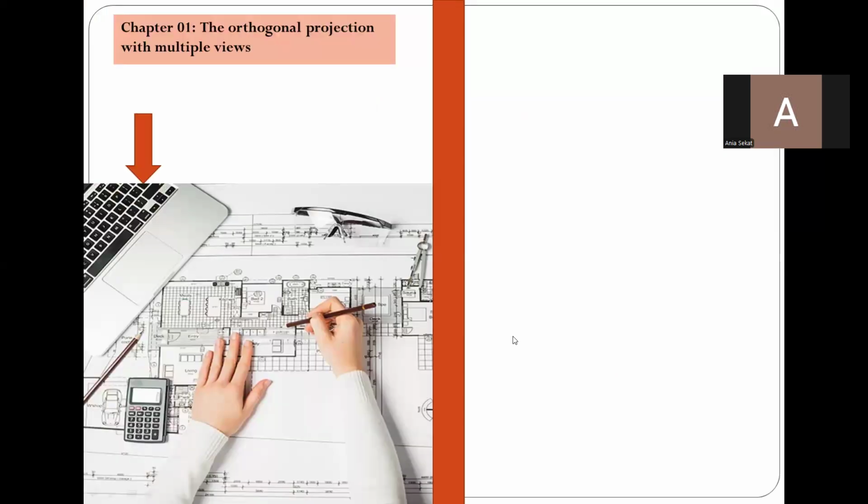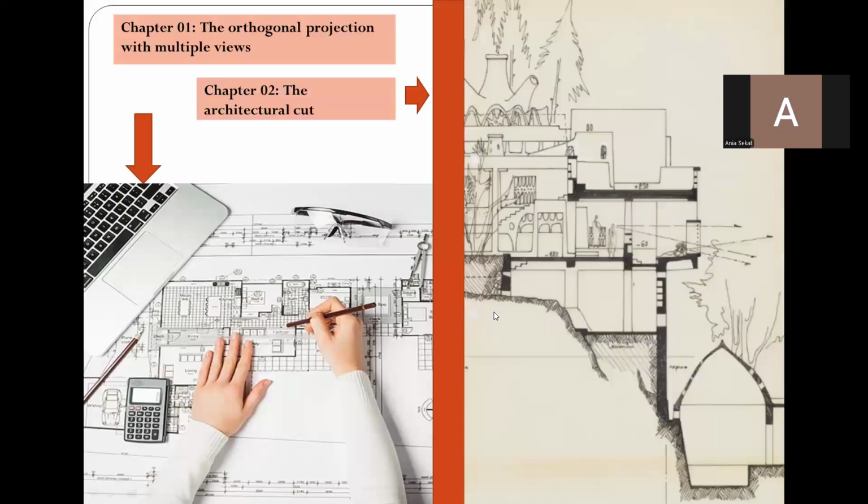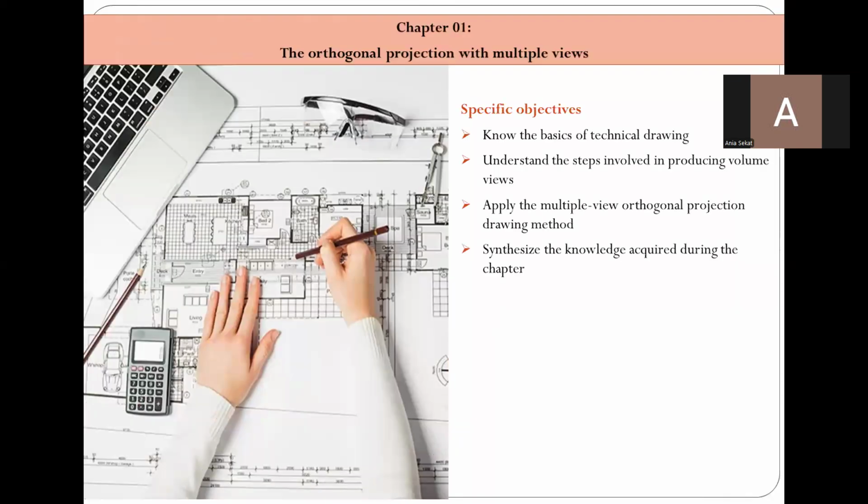Today we are going to take a closer look at two chapters. First one, the orthogonal projection with multiple views, and Chapter 2, the architectural cut. The objectives of the first one are: know the basics of technical drawing, understand the steps involved in producing volume views, apply the multiple view orthogonal projection drawing method, and synthesize the knowledge acquired during the chapter.